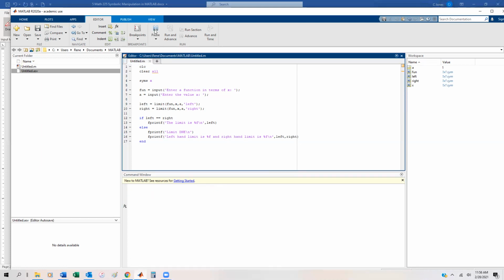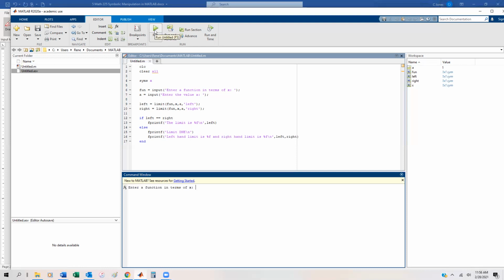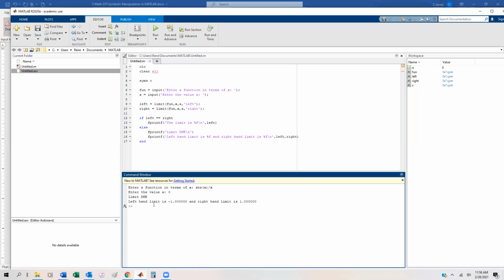Now, a function that doesn't have a limit as x approaches 0 is the absolute value of x over x. Right? And that's actually similar to the diagram that I tried to draw earlier. So we have abs x over x and 0. And the limit does not exist because the left-hand limit is -1 and the right-hand limit is +1.